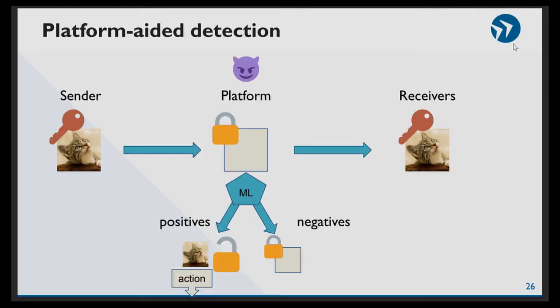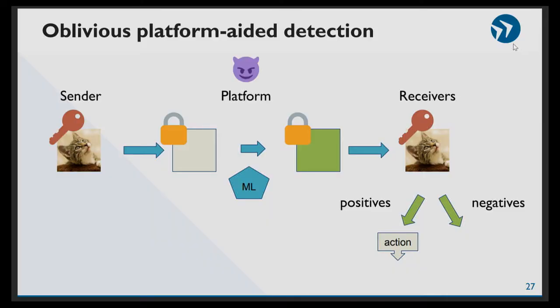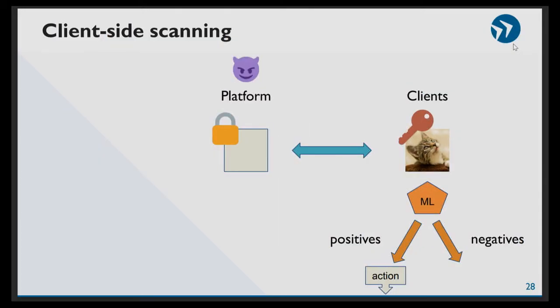The same general paradigms apply as far as where this detection takes place. Using similar cryptographic techniques, you could have this happen obliviously on the platform, where the platform is able to learn positives, things that the AI says, yes, I think this is a match, but not learn anything about negatives. Again, you could have a similar thing where the platform does the action, but the result is pushed to the receiver. And again, you could try to just put this entire thing on the client side.